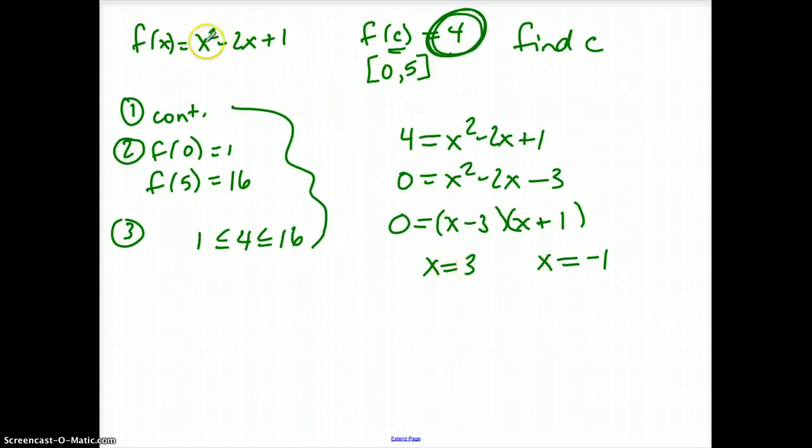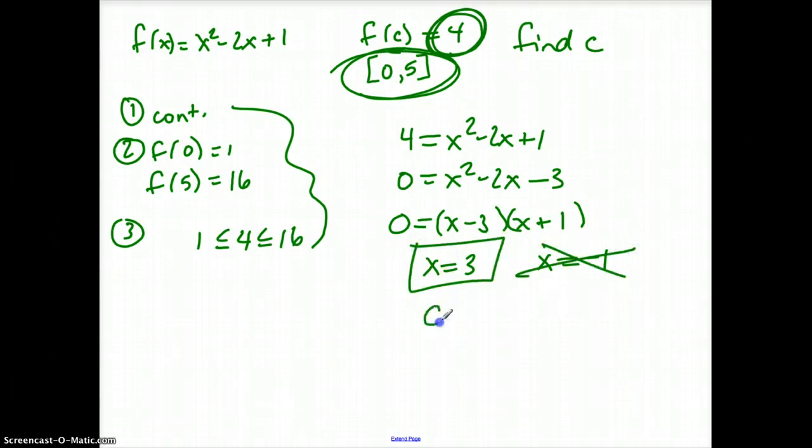If I plug 3 into this function, I'd get 4. And if I plug negative 1 into this function, I get 4. So those are the 2 places where this function equals 4. Now remember, we only want the one that's in the interval from 0 to 5. So we're going to throw out negative 1, and this is our final answer. That's the c value, the x value, which we call c, because we're trying to find f of c equals 4. That gives us a 4 for the y value.